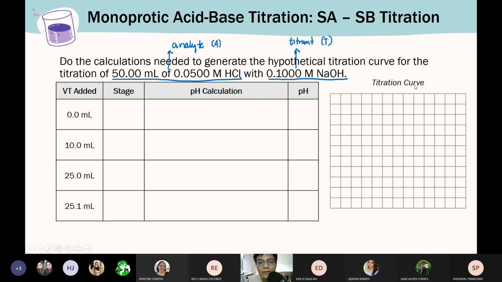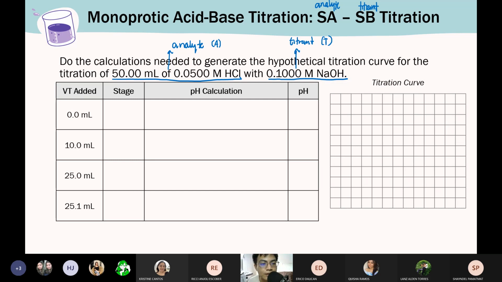Okay? So, once na ma-identify mo na yung analyte titrant, check mo kung sila ay strong acid, strong base ba. HCl analyte is a strong acid. Sodium hydroxide titrant is a strong base. So yeah, SASB yung titration natin. Strong acid yung analyte. Strong base yung titrant. Okay? And then, what's next? Okay, sabi dito, these are the volume of the titrant added. And you are asked to get the pH. Okay. So, ganito.